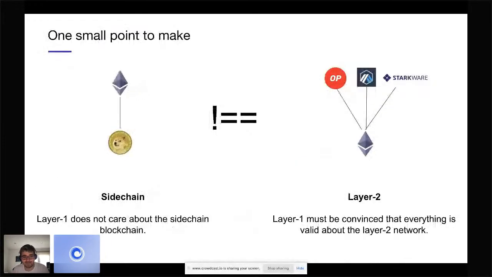And that's basically the small point to make there. Sidechain, layer 1 doesn't care about the sidechain at all. There's some independent bridge. And with layer 2 protocols, the layer 1 must be convinced that everything is valid about the layer 2 protocol before it will deposit or allow funds to leave the layer 2 system.